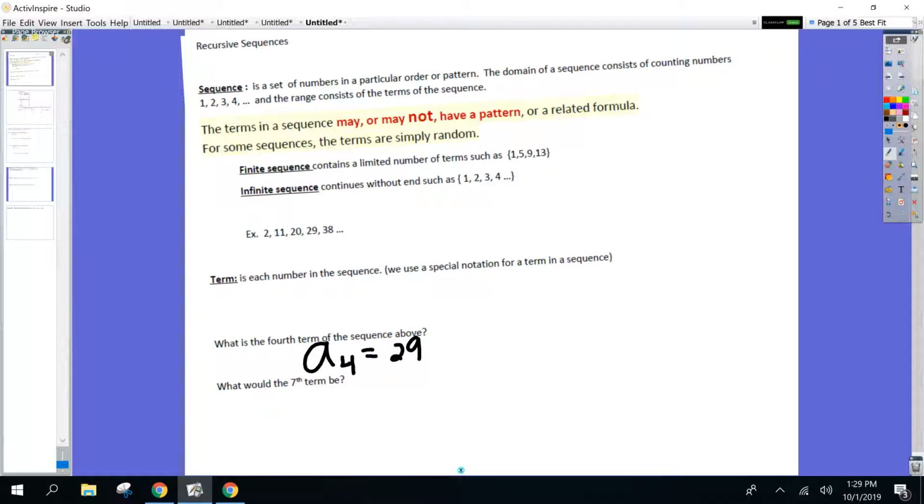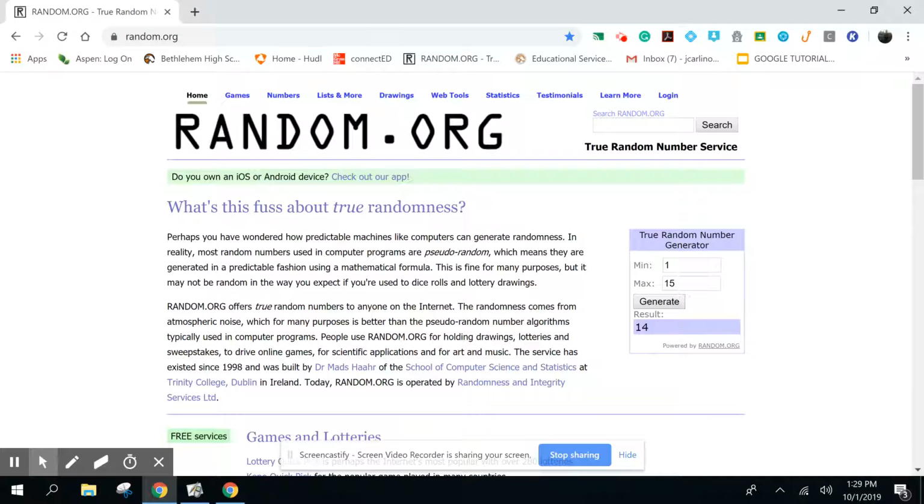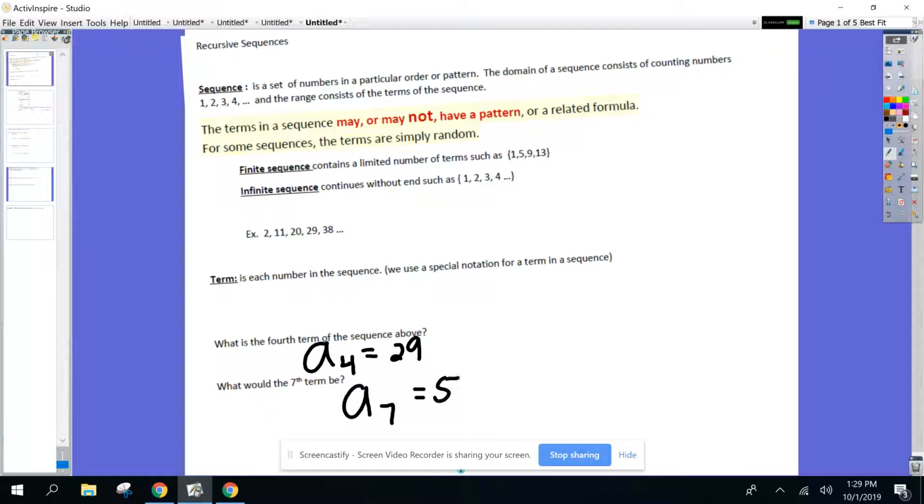And again, how would I write seventh term? A with a subscript now of 7. So find the pattern, use it to find the seventh term. Here we go. Seventh term when you're ready. 56. Nice job. So 56. Everyone all right with my new notation?